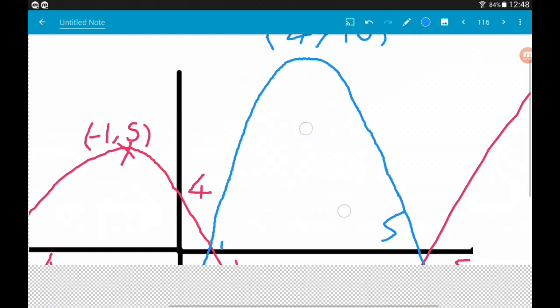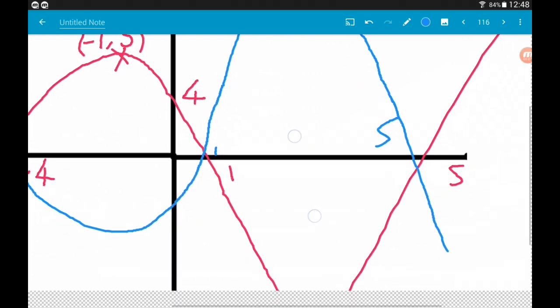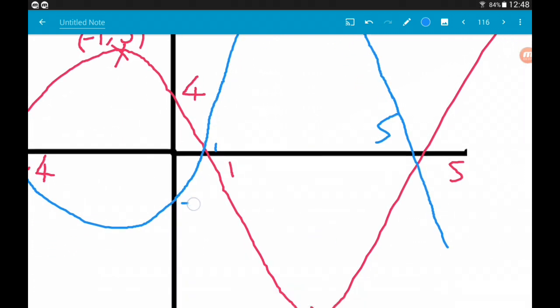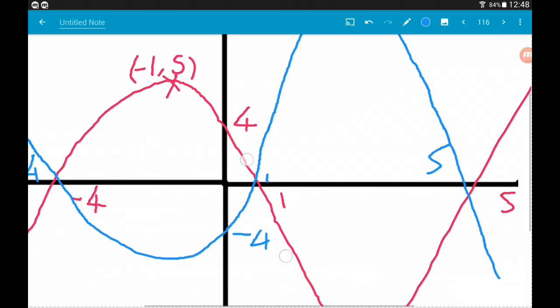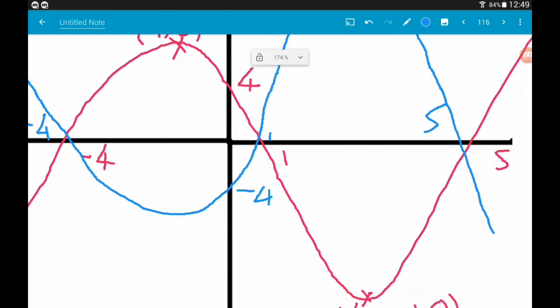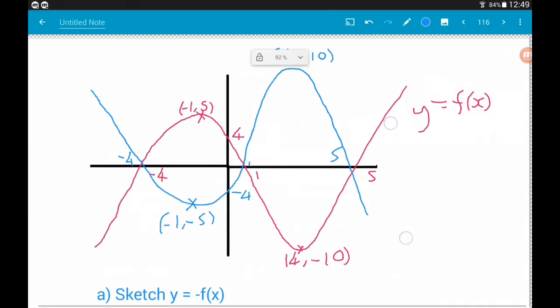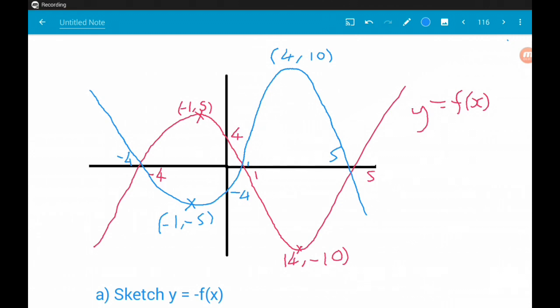Now our y-intercept will have been reflected from 4 to minus 4. And then what was our maximum, minus 1, 5, is now a minimum at minus 1, minus 5. So that is how the graph of y equals minus f of x looks for this cubic.